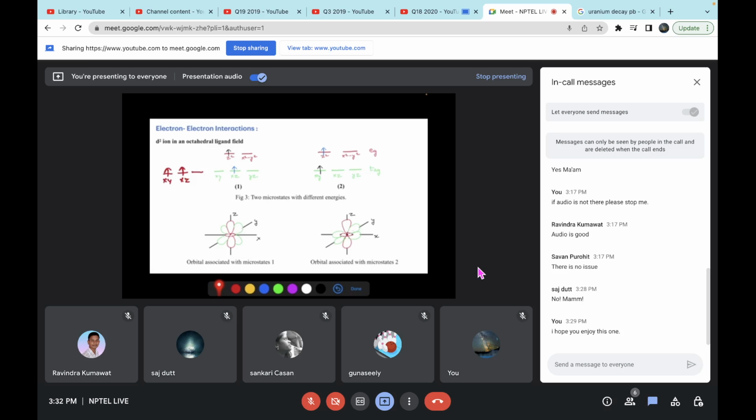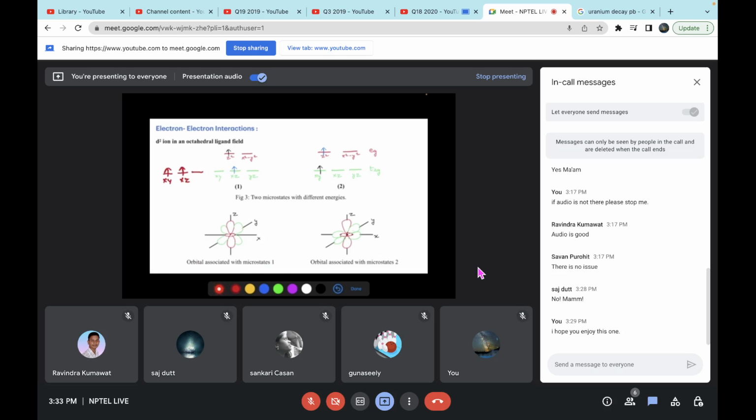Now, according to ligand field theory, both the excited microstates have the same energy. However, this is not the fact. The fact is that these two microstates corresponding to the excited state have different energy. And we can simply understand this by understanding the orbitals associated with these microstates and filling up their electronic density.